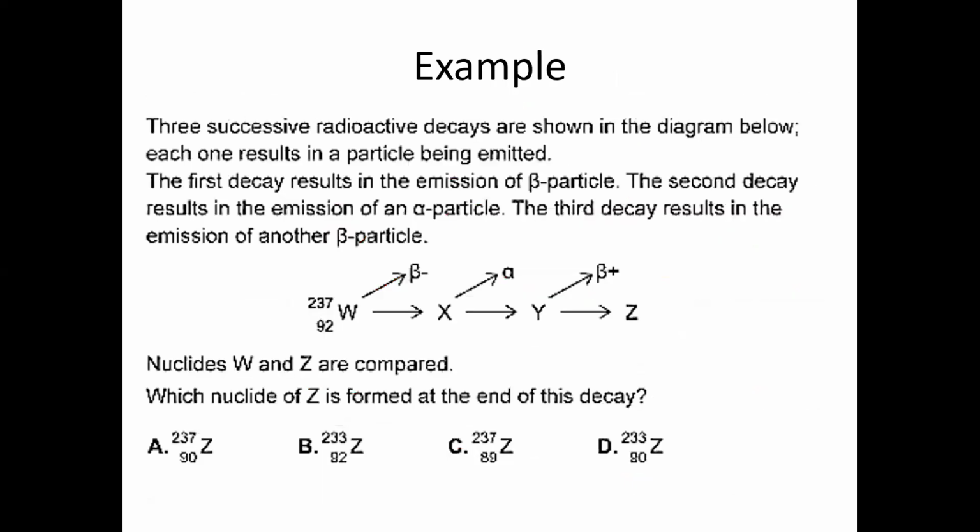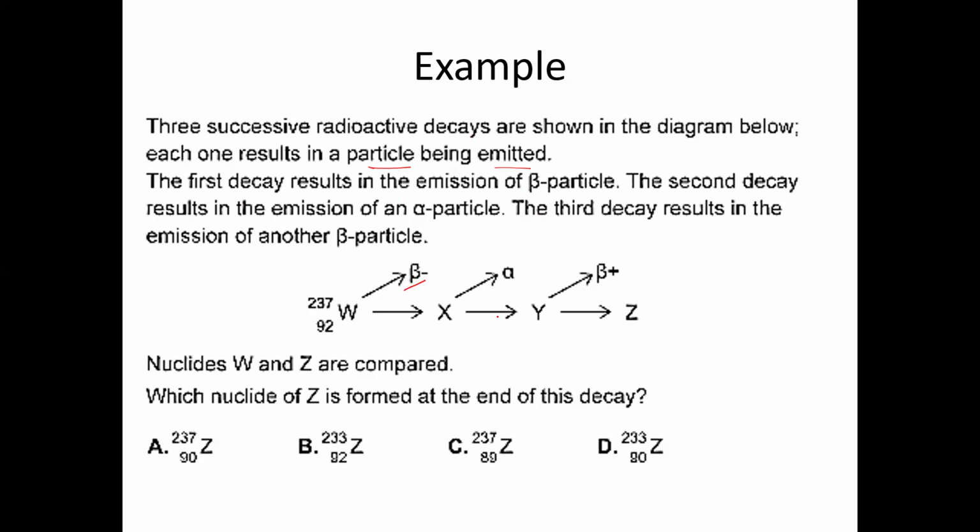Okay, next there is one example in front of us. So let's see how to solve this question. The question says that three successive radioactive decays are shown in the diagram below. Each one results in a particle being emitted. The first decay results in the emission of a beta particle. So there is one emission of the beta particle.